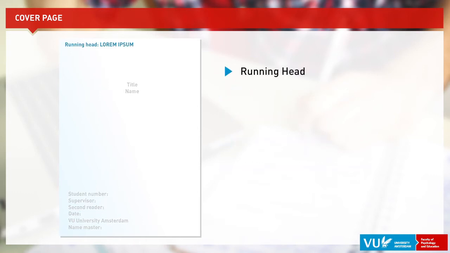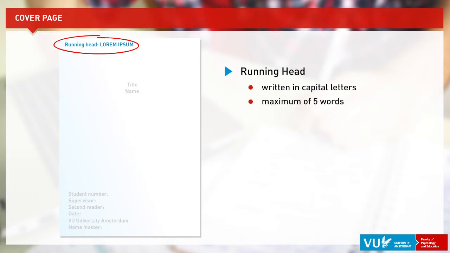Running head. In the upper left, you start with a running head written in capital letters. This is a short version of the title and is a maximum of 5 words. This running head will be placed at the top left of every page. In the upper right, you will be placing your page numbers.